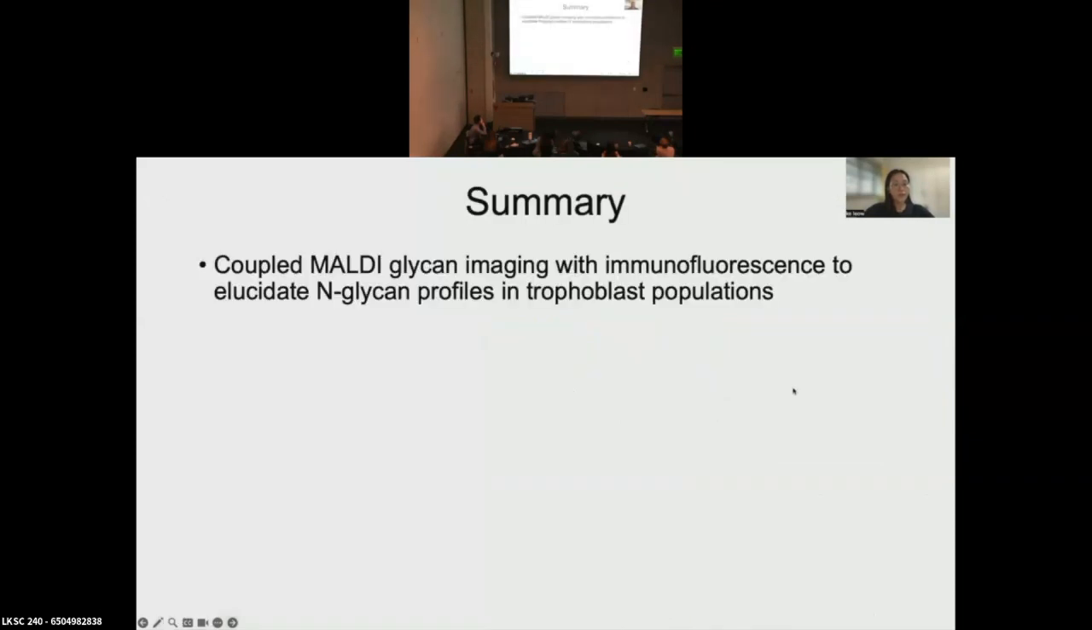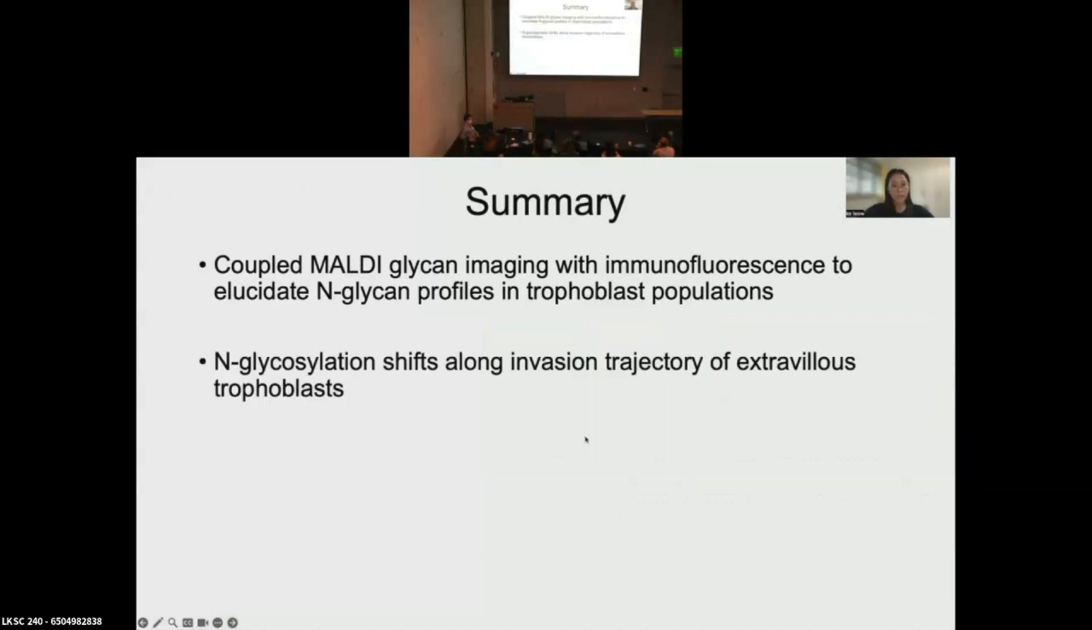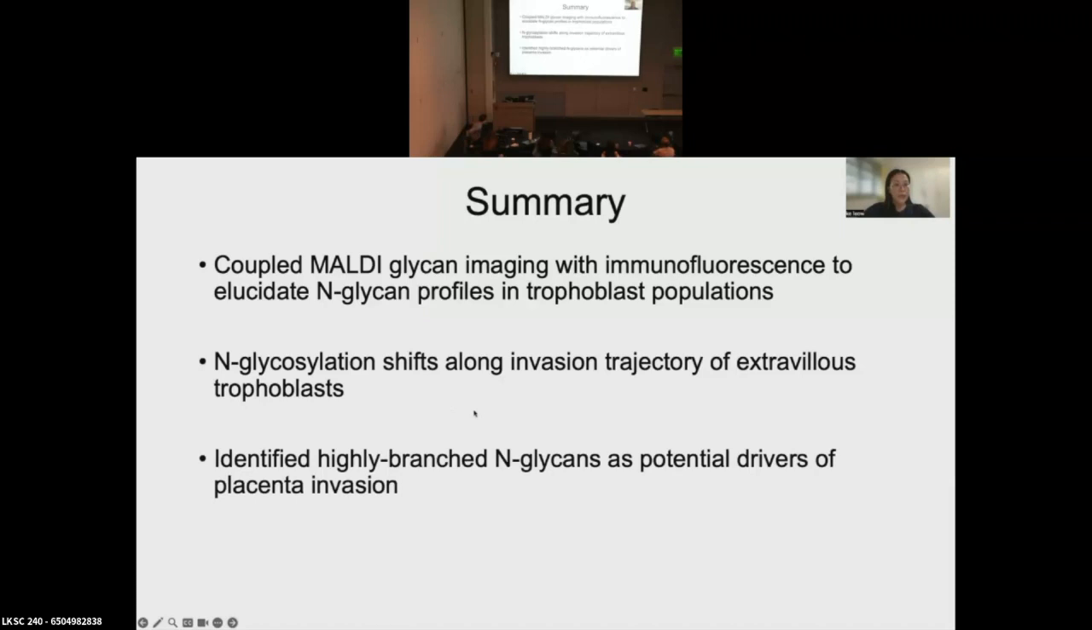So in summary, we combine multi-glycan imaging with immunofluorescence and histology to determine the glycan expression in each trophoblast subpopulation to elucidate the roles of glycosylation in invasion. We notice a progressive change in the glycan profile along the invasion trajectory of the extravillous trophoblasts. And we identified highly branched N-glycans as potential drivers of placenta invasion.